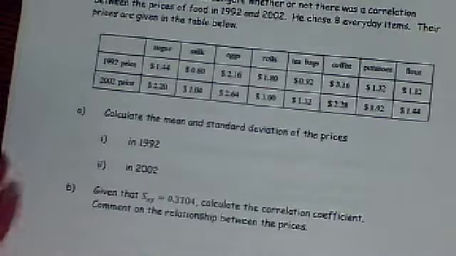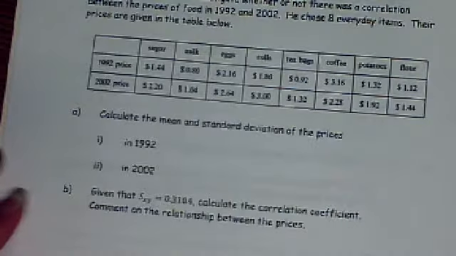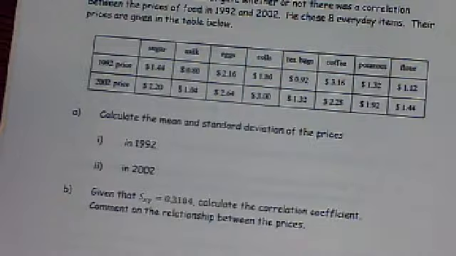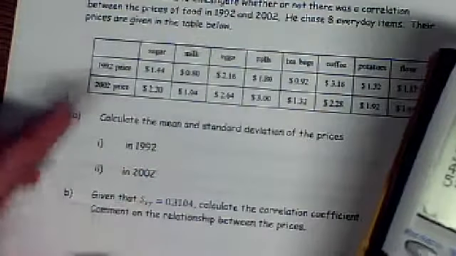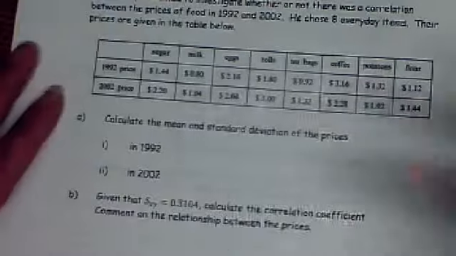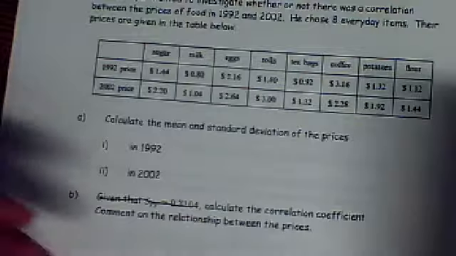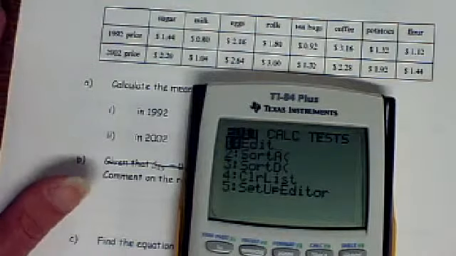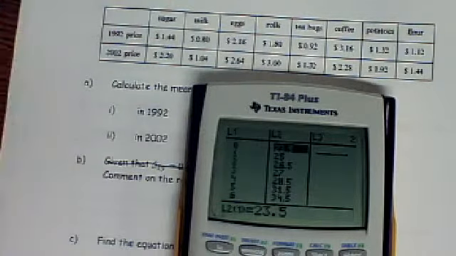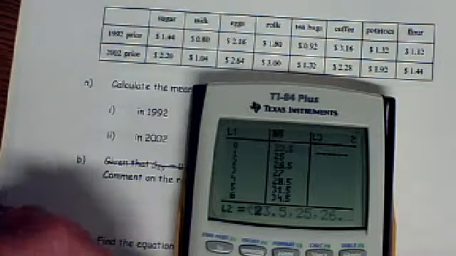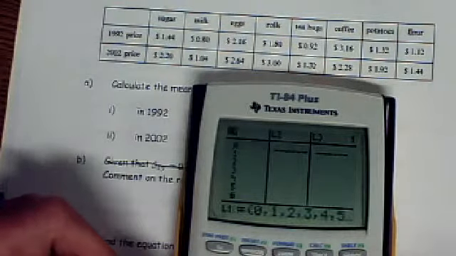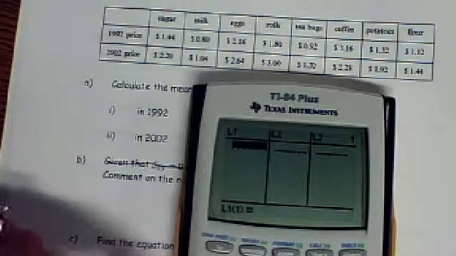A shopkeeper wanted to investigate whether or not there was a correlation between the prices of food in 1992 and 2002. Now we have 8 pieces of data, which usually isn't enough to do much, but it's enough for us to practice here. So we want to find the mean and standard deviation of the prices, and we're going to ignore this right now. We're just going to practice using the calculator to calculate everything. Now, if you are choosing to do a linear regression for your project, you will be having to do some stuff by hand. But we're going to talk about that on Friday, later.